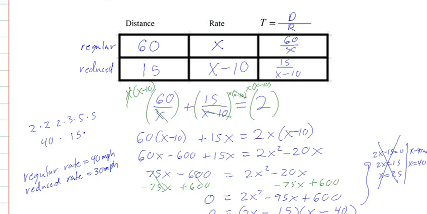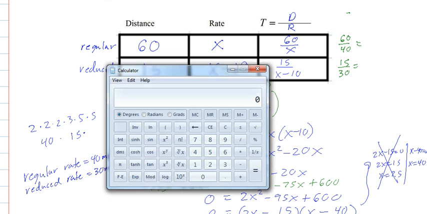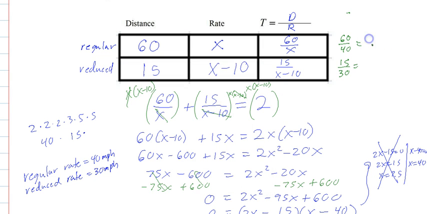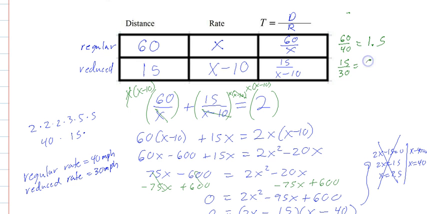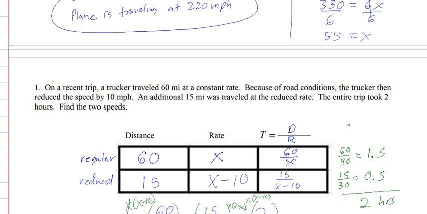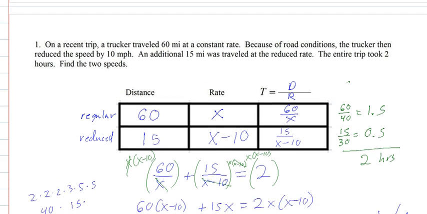And that's it. Now just to give you a kind of better picture of this, if we were to plug that 40 back in, you get 60 over 40, and we get 15 over the reduced speed of 30. Now plugging those into our calculator, we get 60 divided by 40, which is 1.5. And then 15 divided by 30 is 0.5. And if you add those up, that's a total of 2 hours, which was what our total time was. 2 hours for the entire trip.